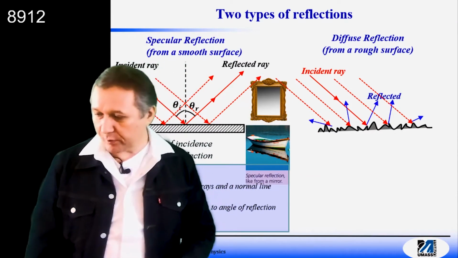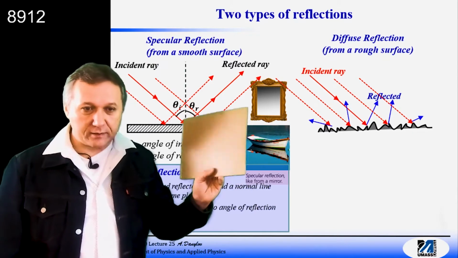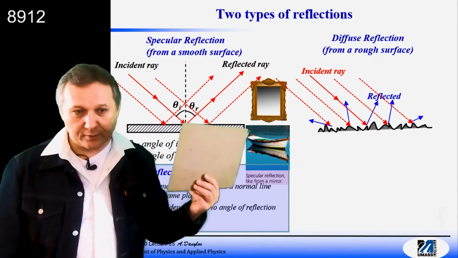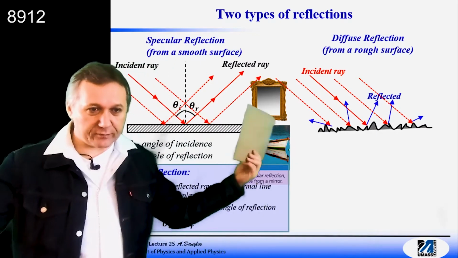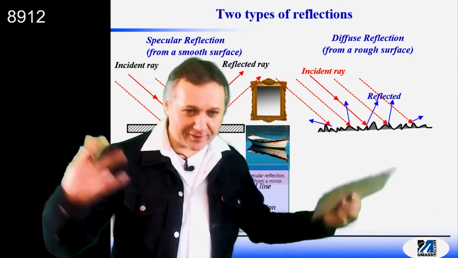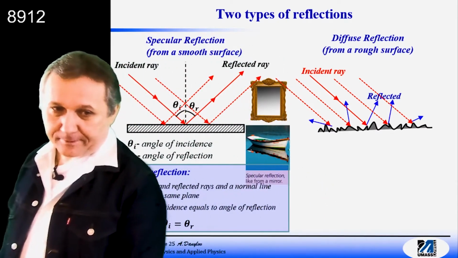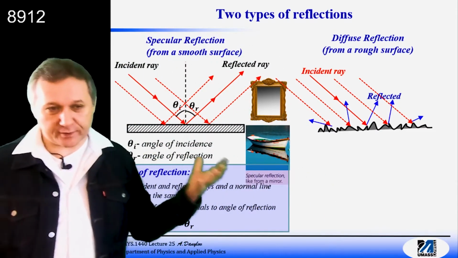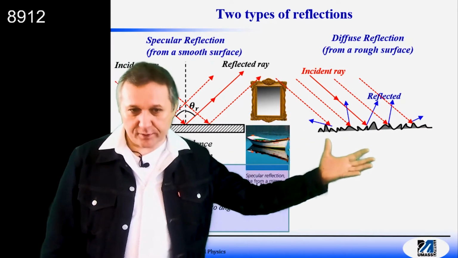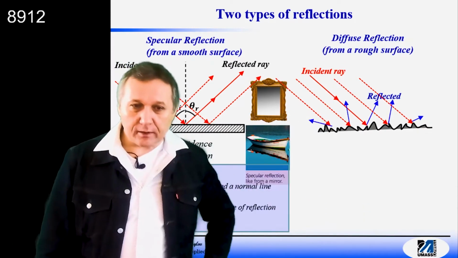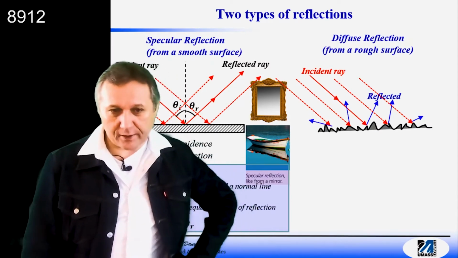So you will never be able to see anything. That's why when you look at a rough surface, you cannot see anything, right? Because basically information is scattered completely in all possible directions. Most surfaces in our life are rough surfaces, and light experiences what is called a diffuse reflection.